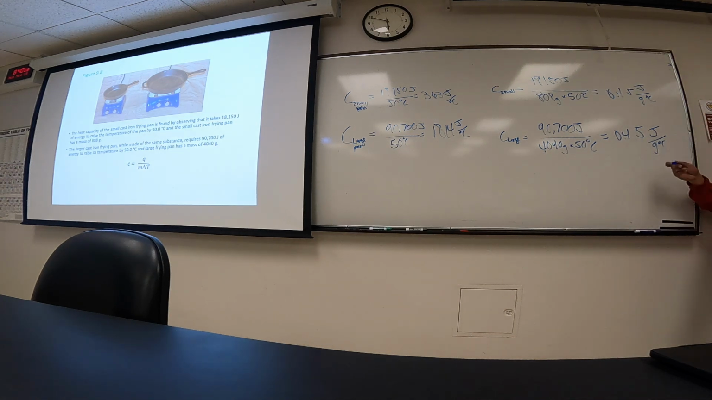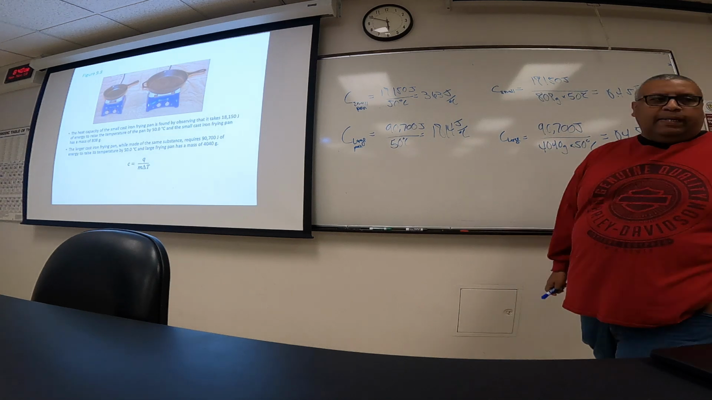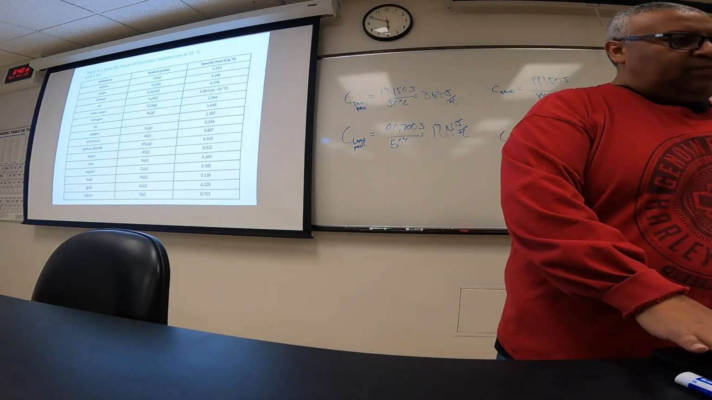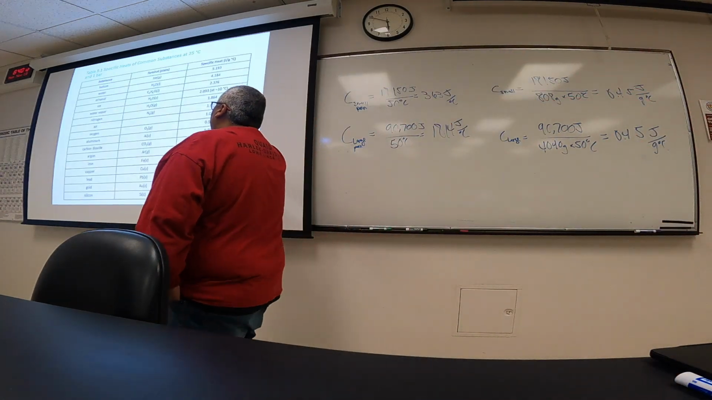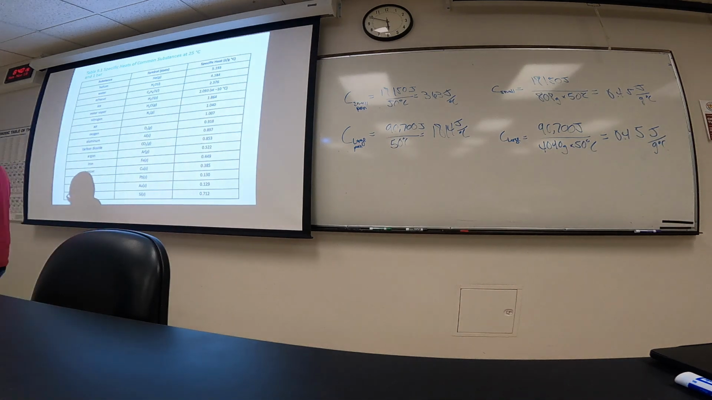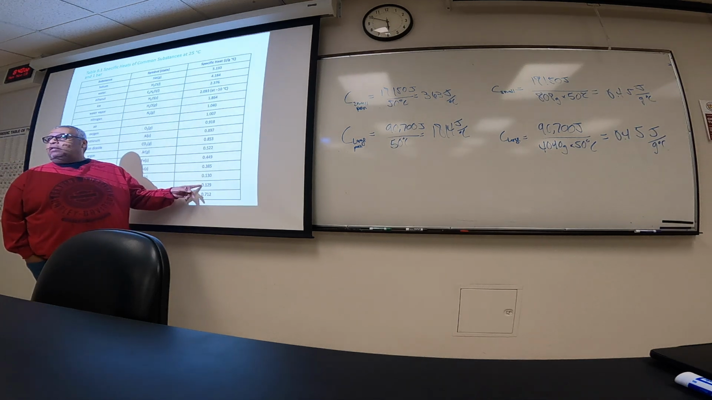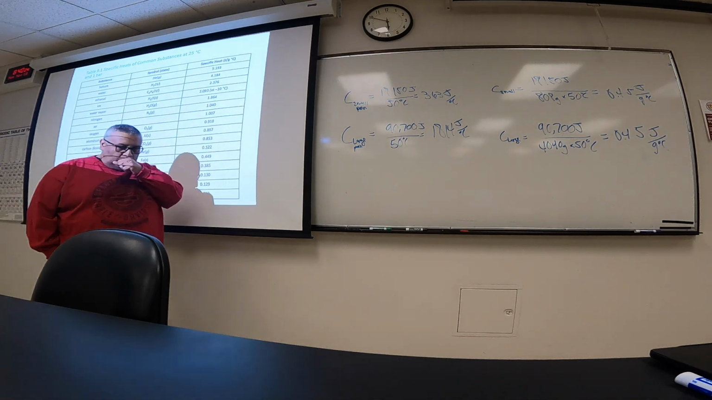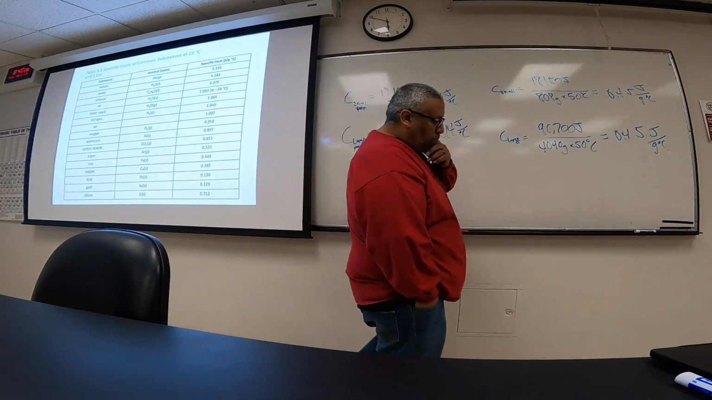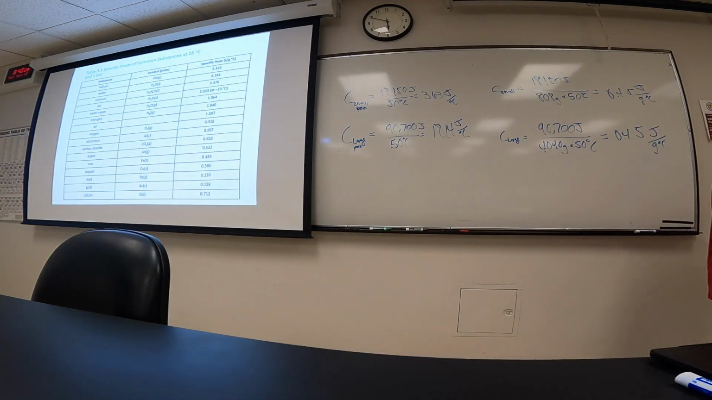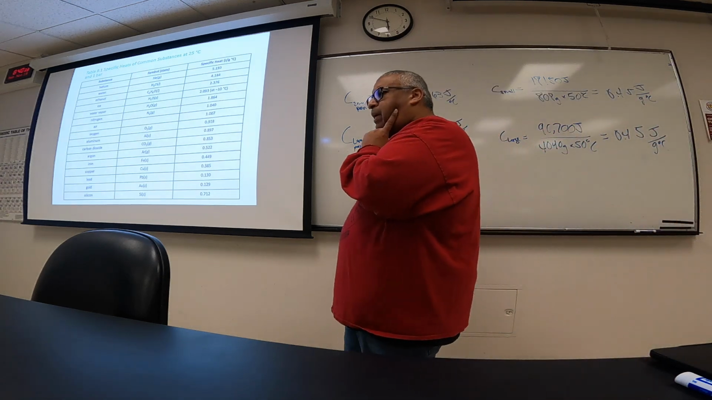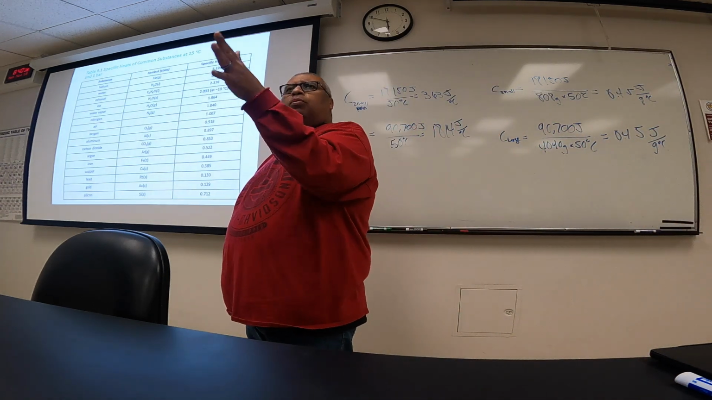So we see the specific heats are the same. Specific heat is the same while heat capacity is different. All these substances have different specific heats. Every substance has a different rate at which it'll absorb heat or release heat. Different specific heats.